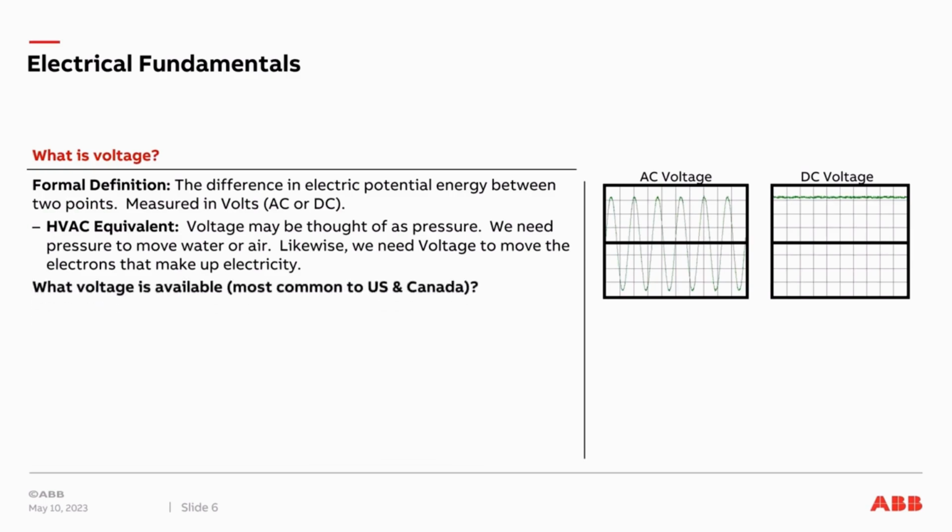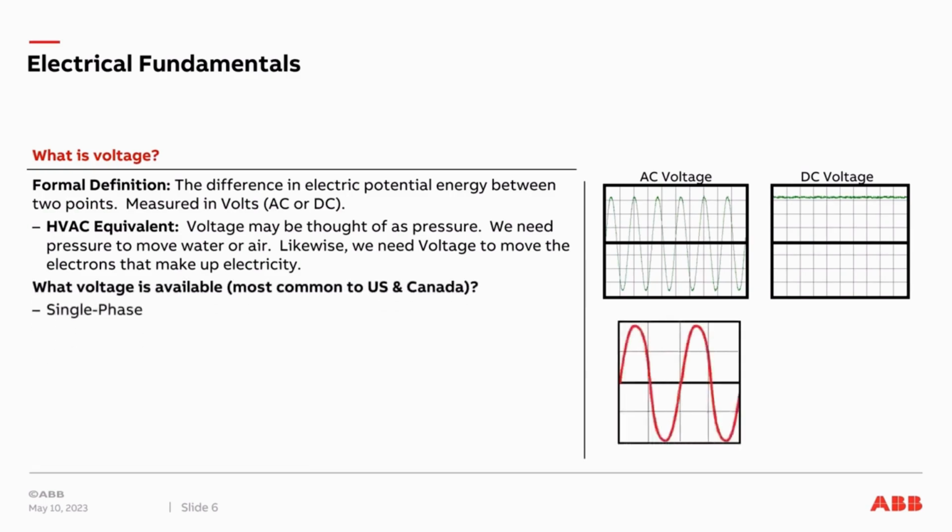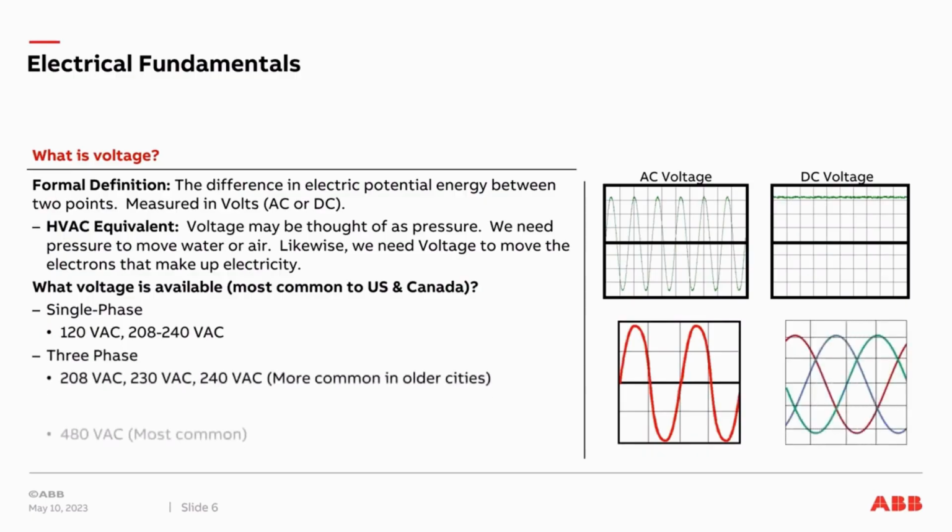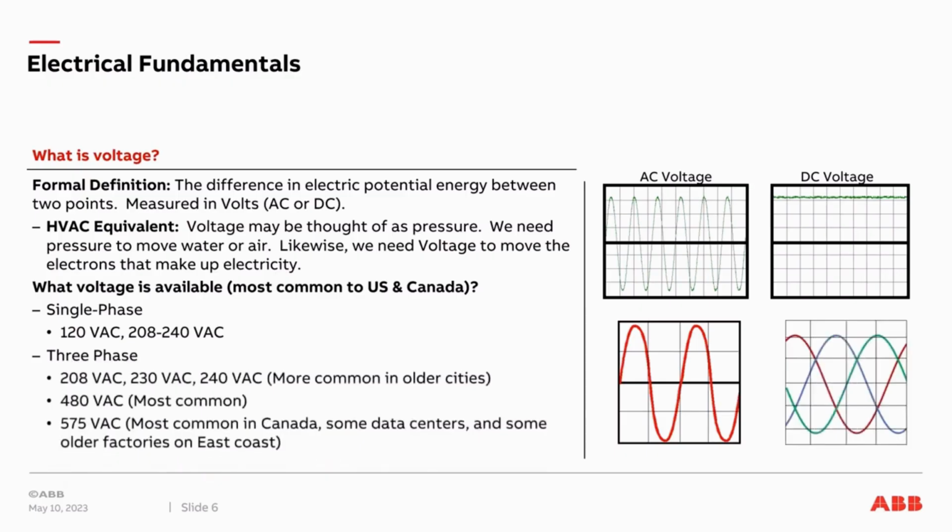What voltages are available and most common in the US and Canada? Single phase, 120 volts AC, is what's used in your house. And then there's 208 to 240 volt AC that comes into your house too, single phase. Three phase is what we use in our drives. It's 208 volt, 230 volt, 240 volt, more common in older cities. 480 volt is most common, and 575 is most common in Canada, and some data centers and some older factories on the East Coast, especially by Niagara Falls.